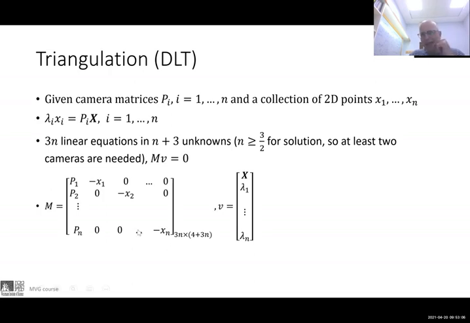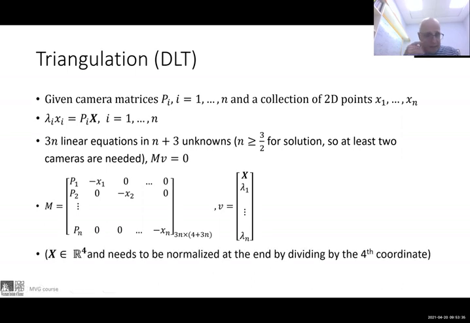But I think the idea is very clear, right? The idea is to write these equations and separate the variables and the coefficients so that we get Mv equals 0. And you can always do that when you have linear equations that are homogeneous. Okay. And this is sort of a standard step in many applications of the DLT algorithm.